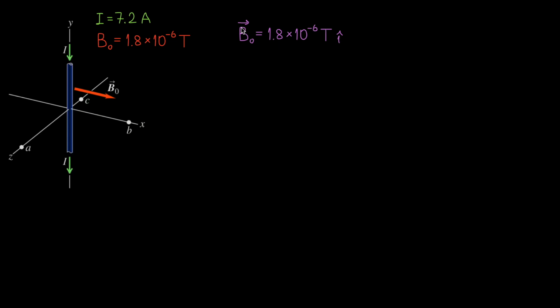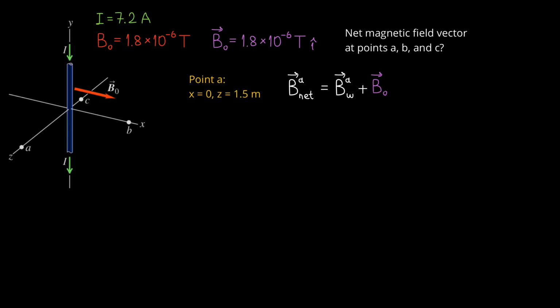For each point, the net magnetic field vector will be the vector sum of the magnetic field created by the wire at that point, plus B sub 0, the uniform external magnetic field vector. I have expressed that idea in this equation here. This is for point A. The net magnetic field at point A, so that's B sub net at point A, I use superscript A to represent the point A, is equal to the magnetic field created by the wire, so I use B sub W for the magnetic field created by the wire at point A, plus B0.